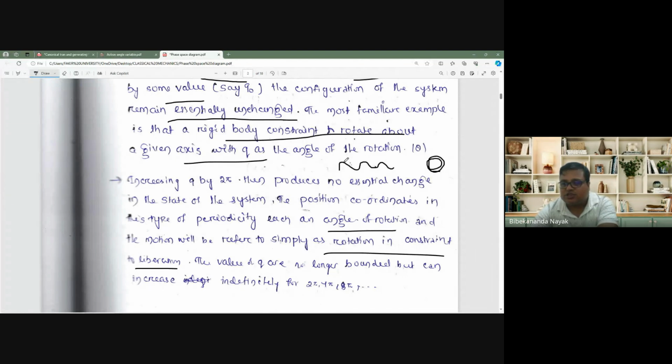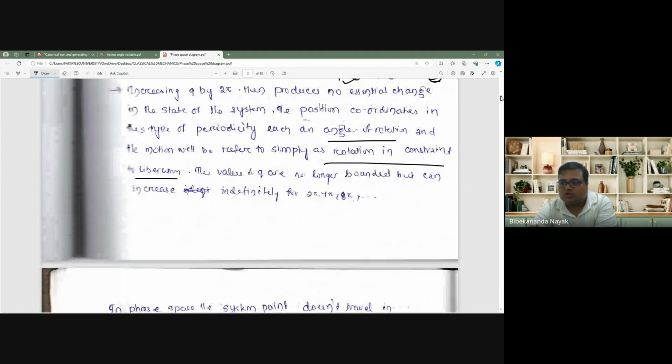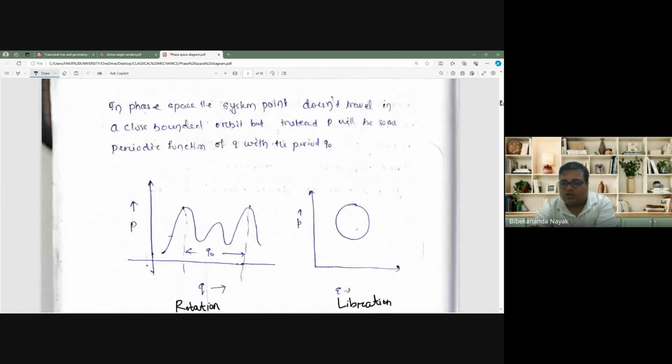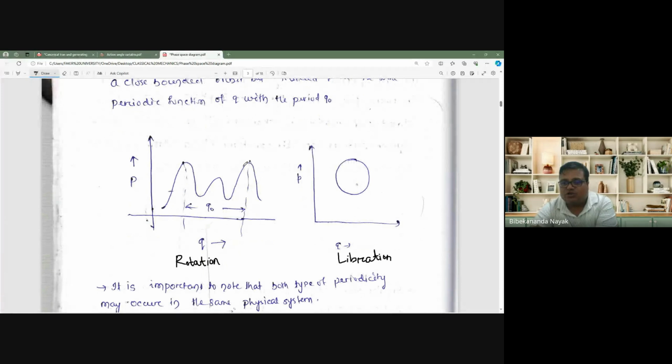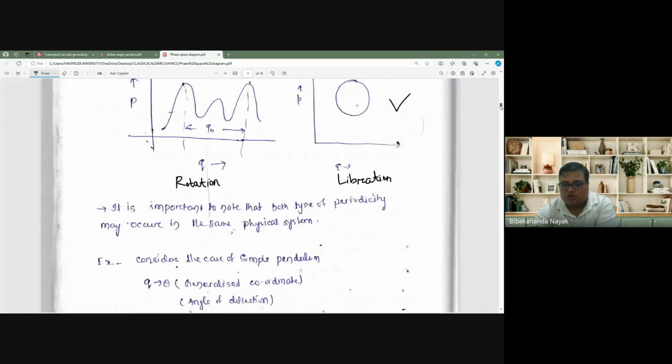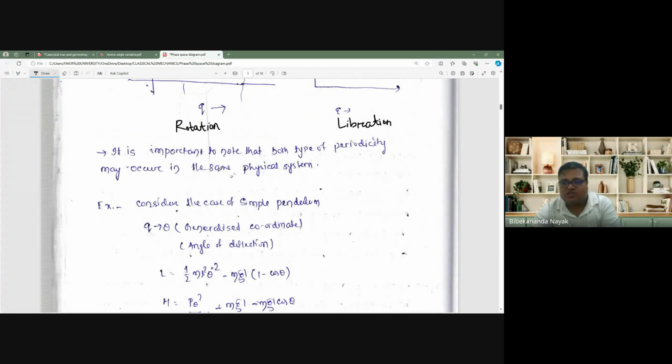That means if you change the variable from q to 2 pi plus q, then we get the exact same result. So this type of motion is known as rotation and that type of motion is known as libration. Both are periodic motions, rotation and libration. After Q0 it will have the same value. It is important to note that both types of periodicity may occur in the same physical system.